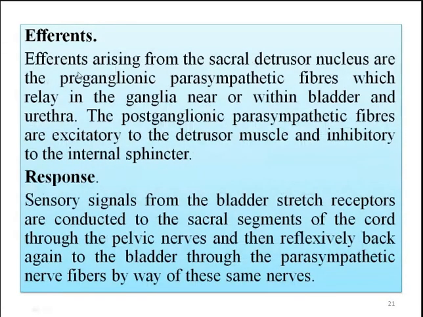Coming to the efferents, that is the nerves which carry the impulses from the spinal cord to the urinary bladder. Efferents arising from the sacral detrusor nucleus are the preganglionic parasympathetic fibers, which relay in the ganglia near or within the bladder and urethra. The postganglionic parasympathetic fibers are excitatory to the detrusor muscle. Remember, these parasympathetic fibers are excitatory to the detrusor muscle and inhibitory to the internal sphincter.